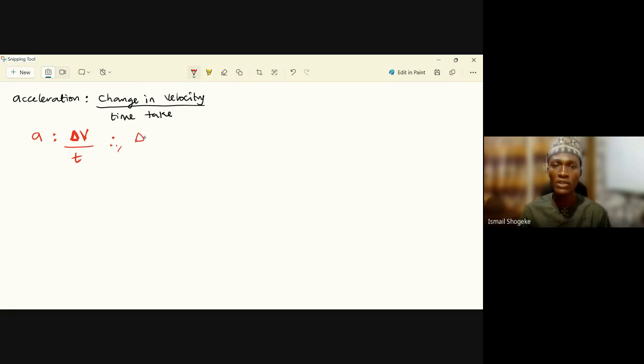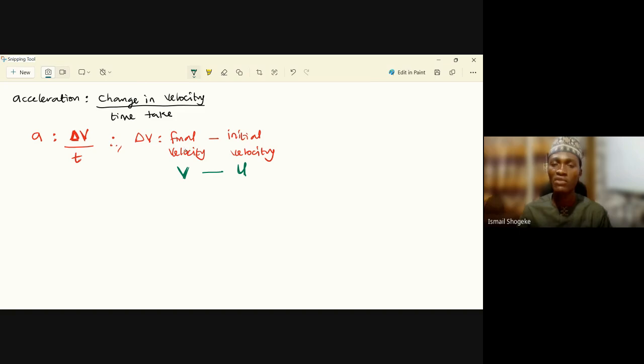Change in velocity is just the final velocity subtracted from the initial velocity. Now, when we say final velocity, that simply means V. That's our final velocity, V. And the initial velocity means U.